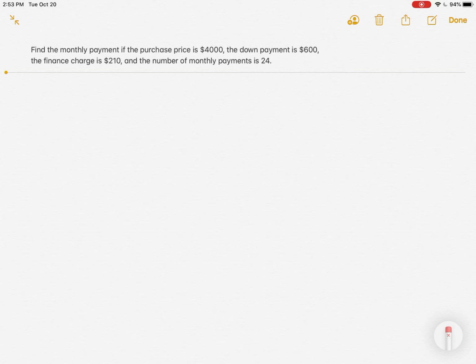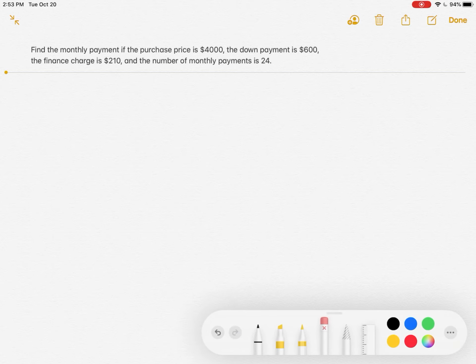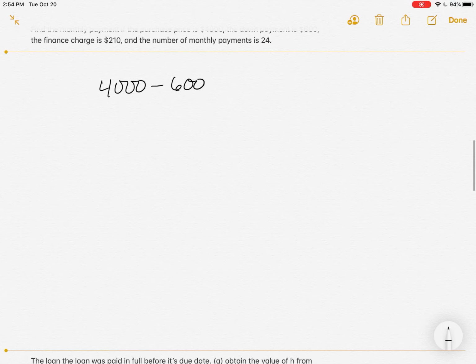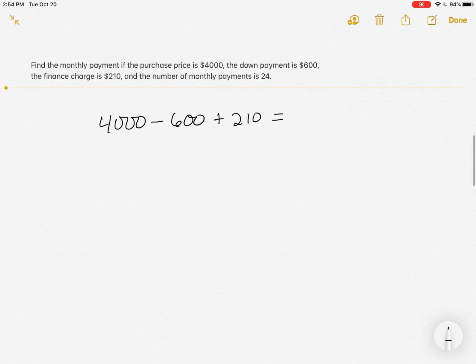So remember what's happening. The price of the thing is $4,000, but we're making a $600 down payment. But there's also going to be a finance charge of $210. So the amount that we have to finance is $3,610. You would see that on a truth in lending statement.